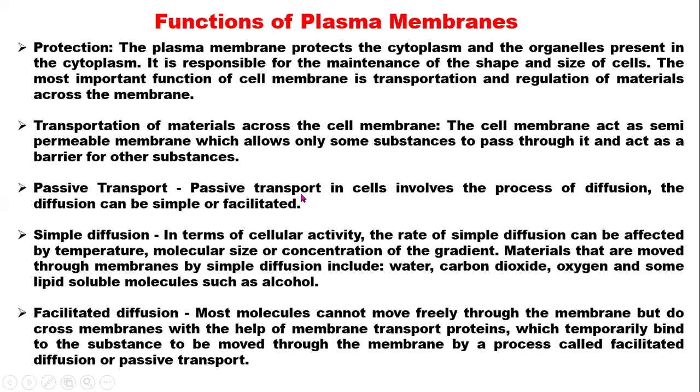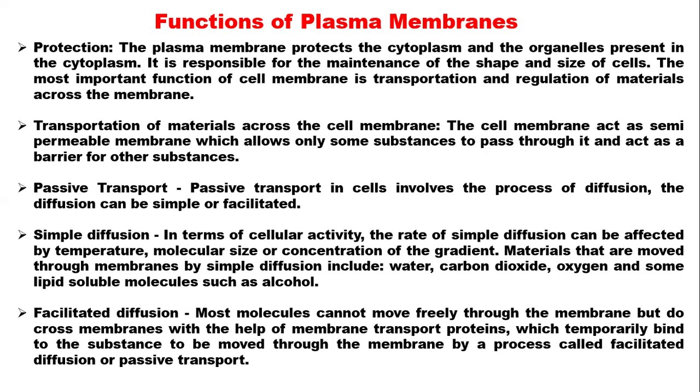Passive transport in cells involves the process of diffusion, and diffusion can be simple diffusion or facilitated diffusion. In simple diffusion, because of the cellular activities taking place, the rate of simple diffusion can be affected by temperature, number one; number two, the molecular size; and also the concentration gradient. So materials that are moved through membranes by simple diffusion include, take notes, water, carbon dioxide, oxygen, and some lipid-soluble molecules such as alcohol.